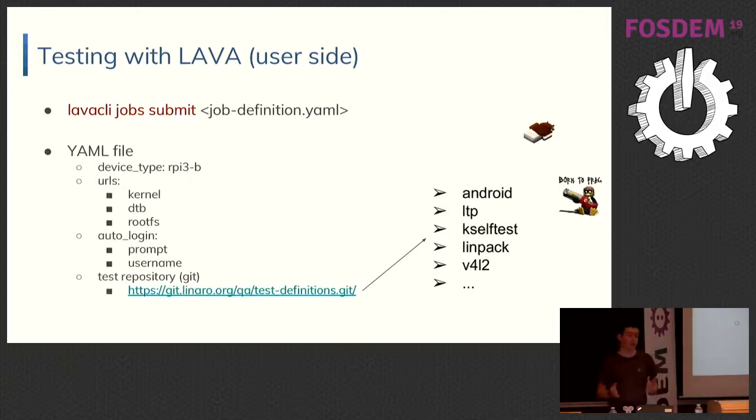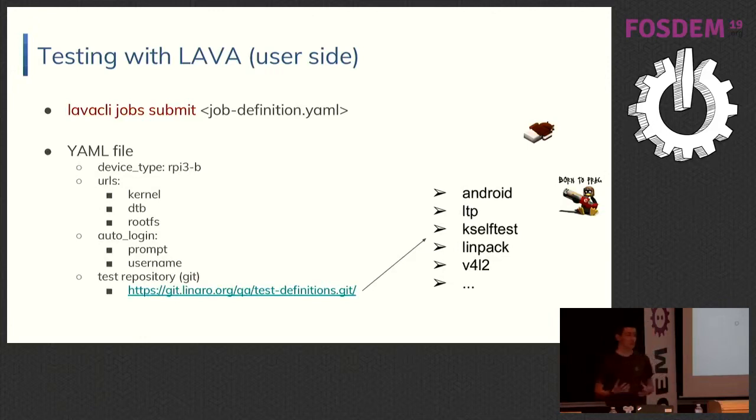It's a URL, so it has to be available somewhere, and Lava will fetch it for you. Some interesting features that are not mandatory, but you can use, is auto-logging, for instance. So if you have to type a username and password, Lava will do it for you. You just have to provide the username and password, obviously. And then the tests that you want to run.